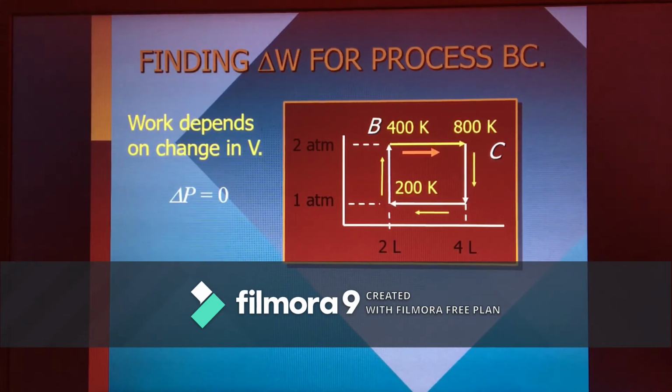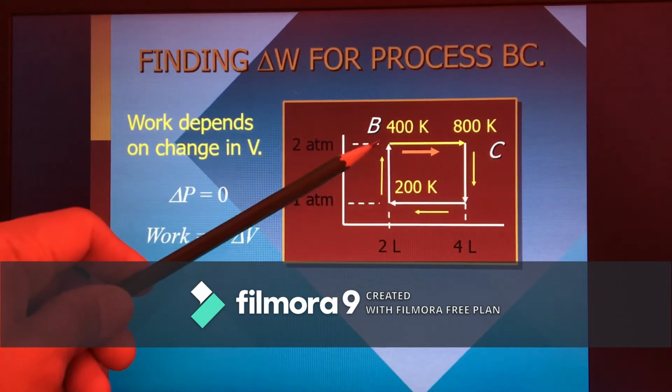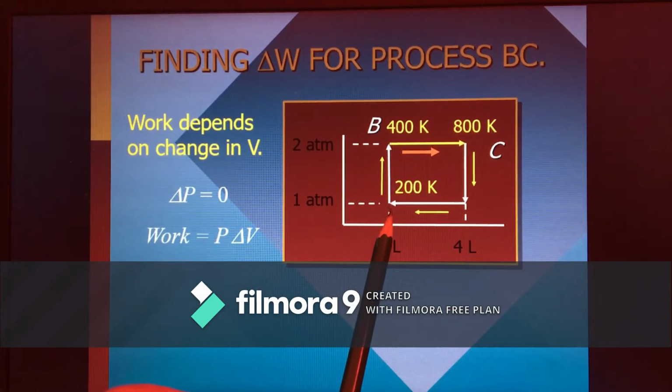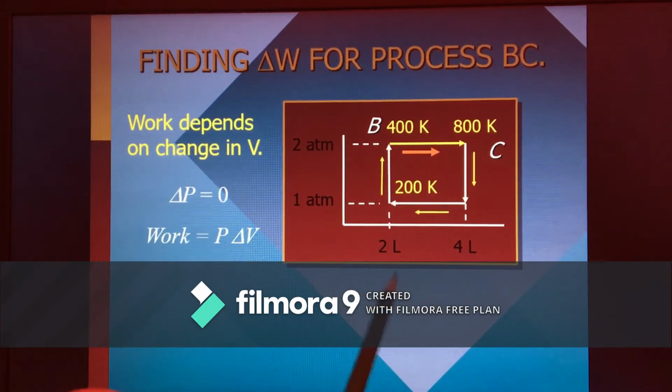Again for process BC, the isobaric process from point B to point C, the pressure is constant, so delta P is equal to 0. The work, from our calculus, is just the product of the pressure, the magnitude of the pressure, and the change of the volume. So what is the change of the volume from this point to that point?